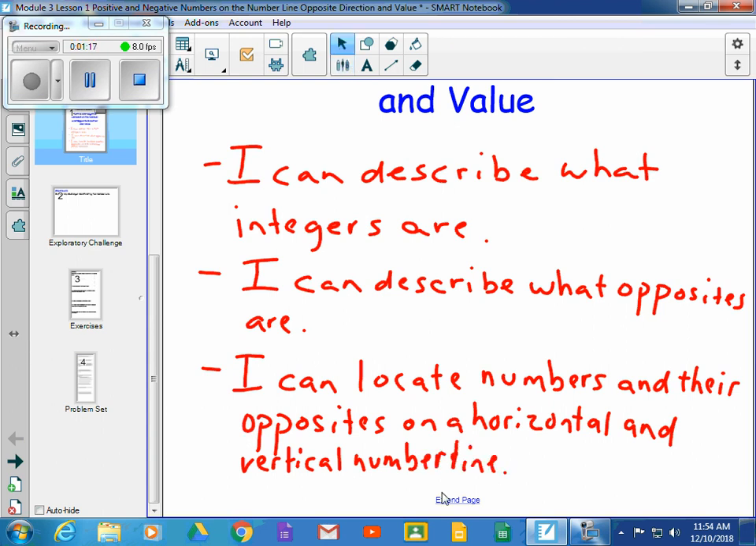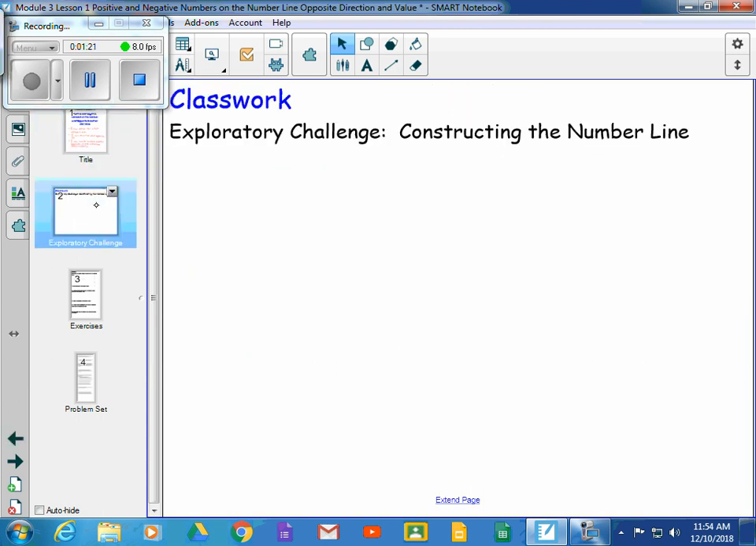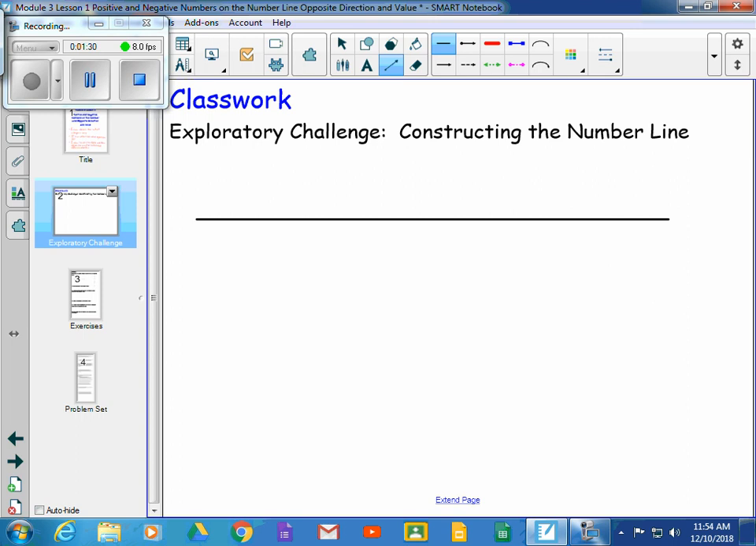And hopefully you wrote those goals down. Now, we're going to go to the exploratory challenge. We're going to construct some number lines. So on your notes here, let's begin by making a horizontal number line. Horizontals go left to right. And we're going to put little arrows on each side of them.